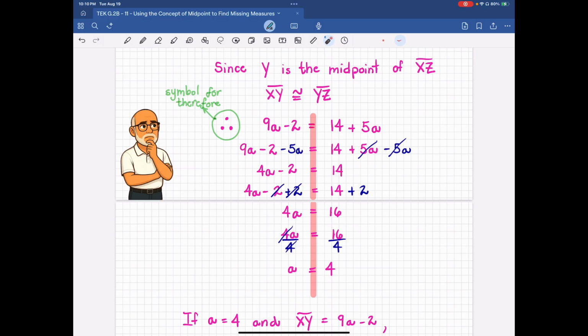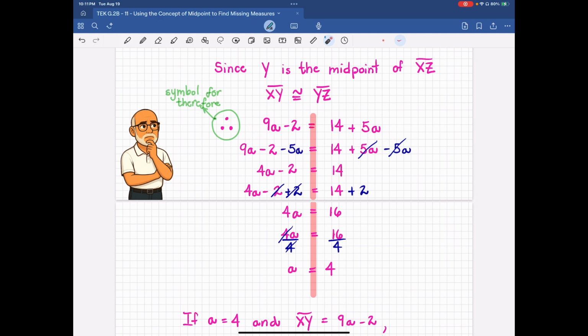So if I'm looking at this, I know that I have two congruent pieces of that line segment. So I'm going to set them equal, and I'm going to say 9a minus 2 equals 14 plus 5a. Now, your task is to actually calculate what a is. You have to solve this algebraic equation for a.